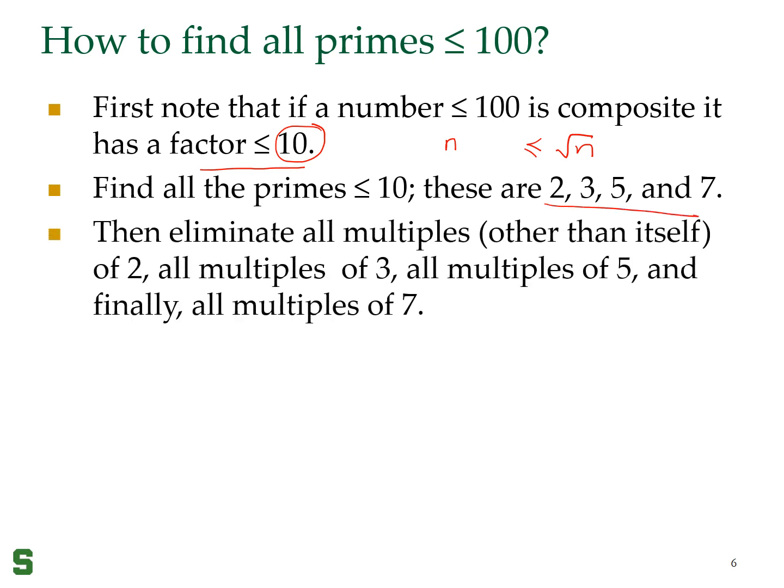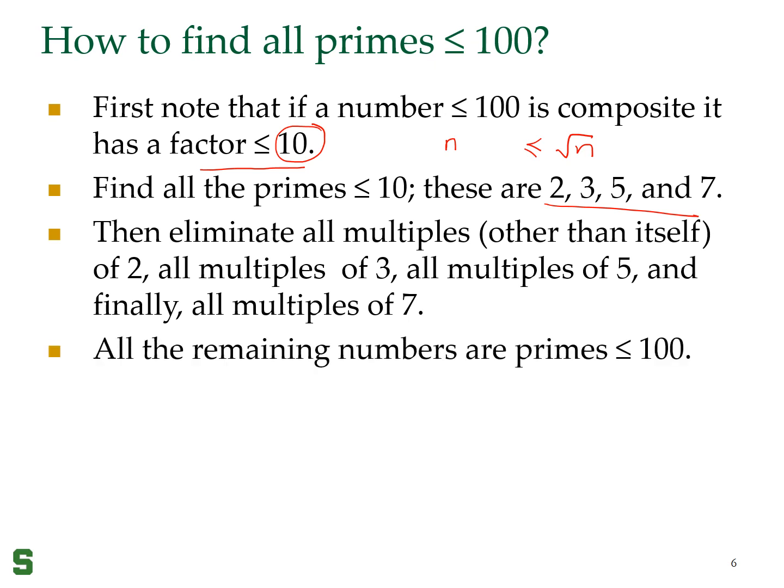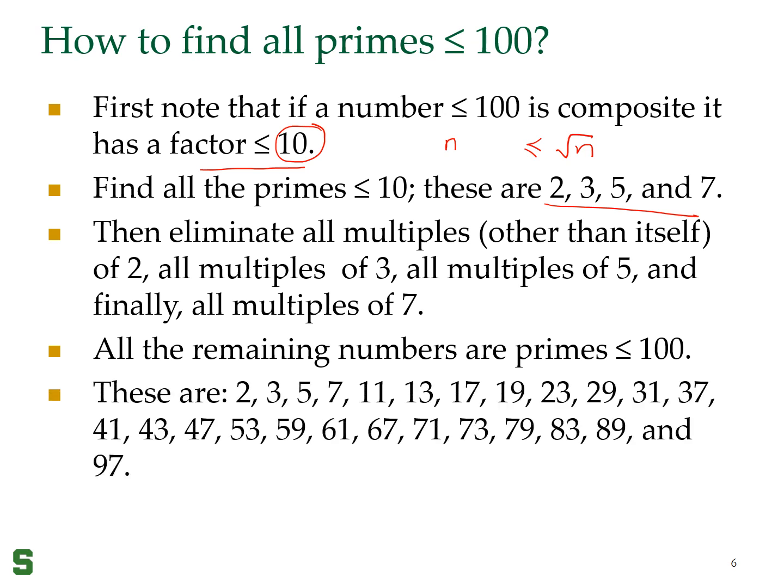Then what we're going to do is eliminate all multiples of 2, 3, 5, and 7. Now what is left will be all prime numbers less than or equal to 100, and these prime numbers are given here. It would be a good idea to be aware of all prime numbers less than 100. It will just make stuff a lot easier going along.